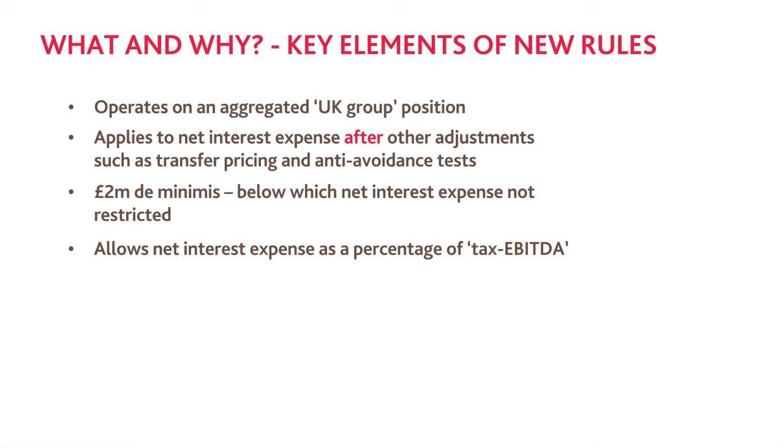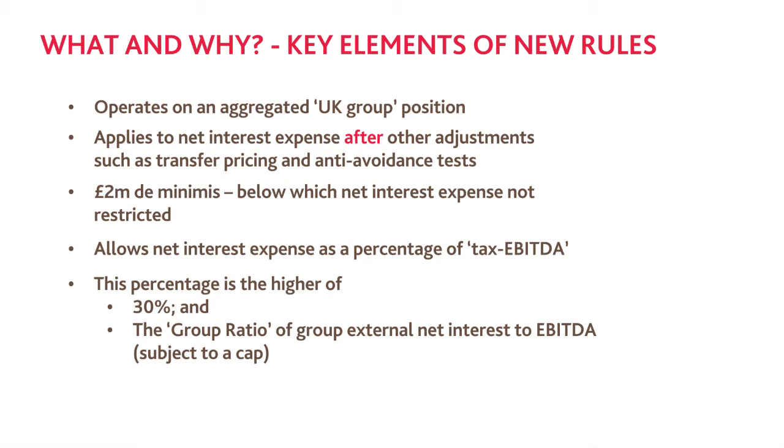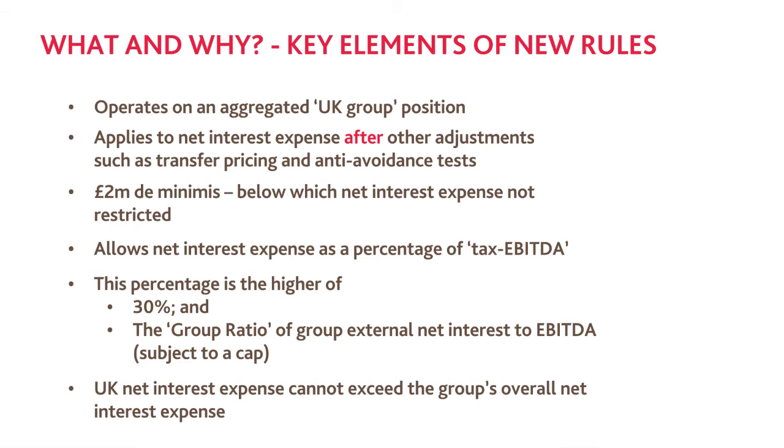A fixed ratio will allow deductions up to 30% of tax EBITDA, whereas a group ratio rule may permit higher deductions where the group's overall ratio of external interest to EBITDA is higher. In both cases, there will be a restriction to prevent UK net interest expenses exceeding the group's overall net interest expense. These limits will operate for all. There is no need for HMRC to prove that there has been tax avoidance.